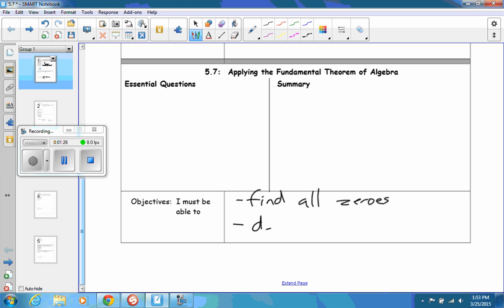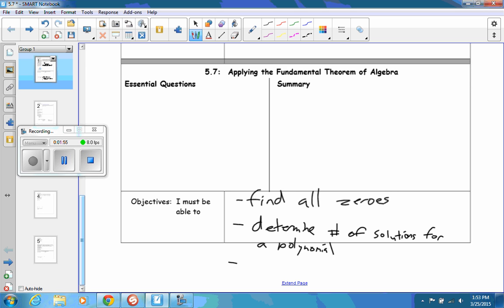Find all zeros. You need to be able to determine the number of solutions for a polynomial. And you're going to be able to do that. You need to determine the number of solutions for a polynomial. You're going to be able to tell me how many solutions there are just by looking at a polynomial by the time we're done. Okay?